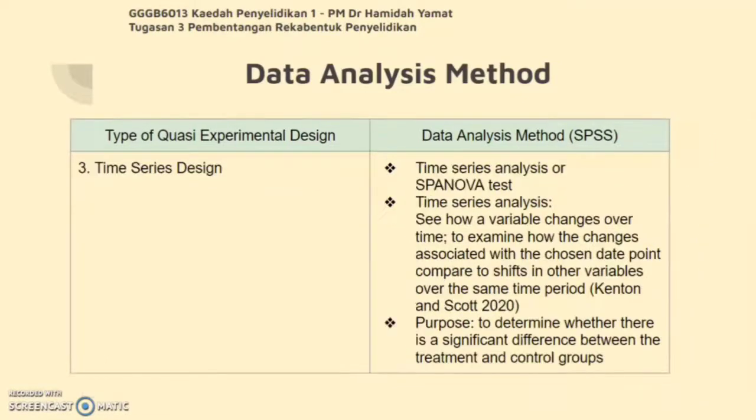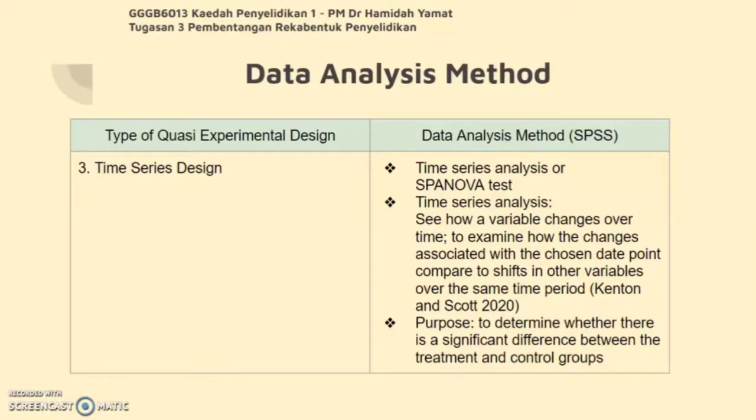The third one is the time series design. There are two types of time series design. The first one is the temporarily interrupted time series design. The second one is the permanently interrupted time series design. For the data analysis method, the time series analysis or the SPANOVA test is used for this type of design.